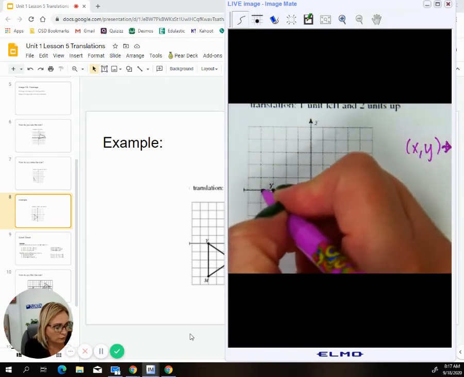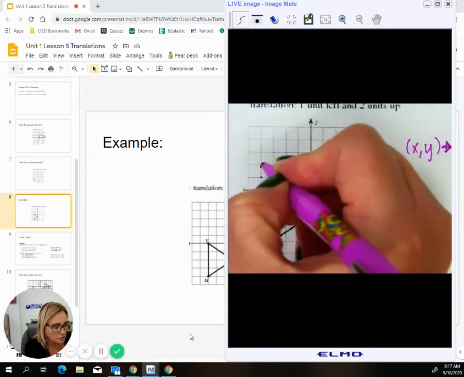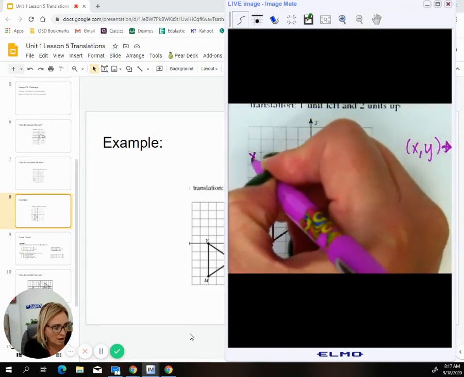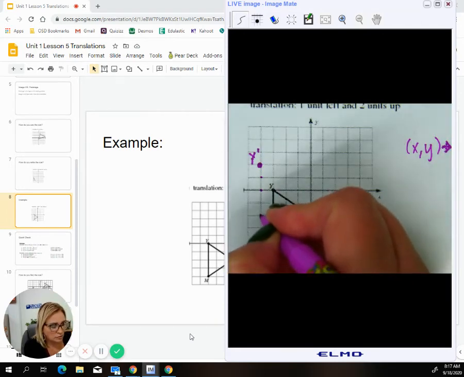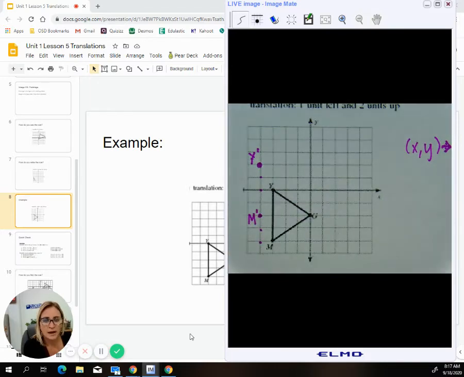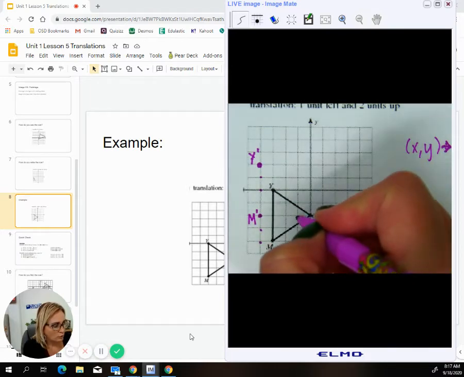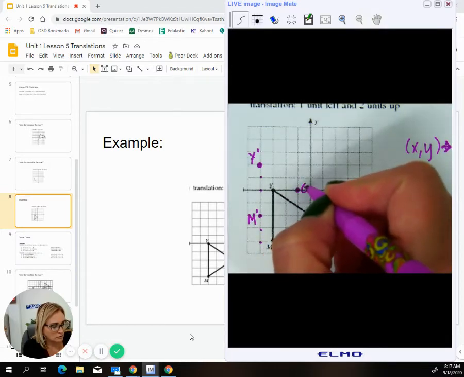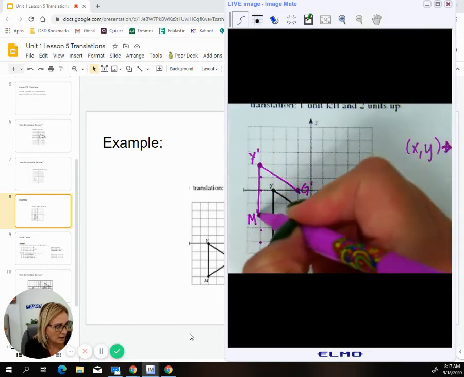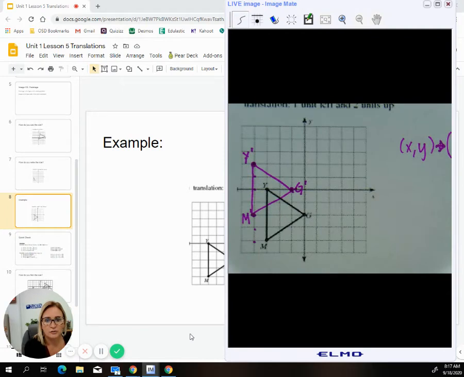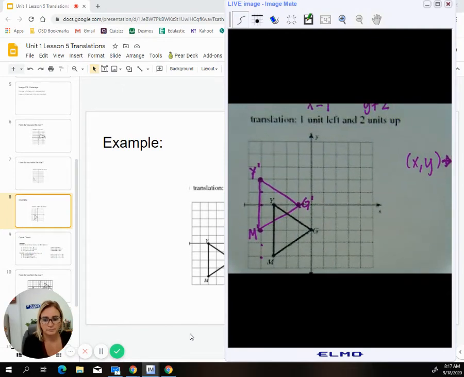Okay, and so now we're going to do this on our graph. So we're going to move over 1, up 2. This is my new Y value. Over 1, up 2 is my new M value. Over 1, up 2 is my new G value. And now I have my image from my pre-image.